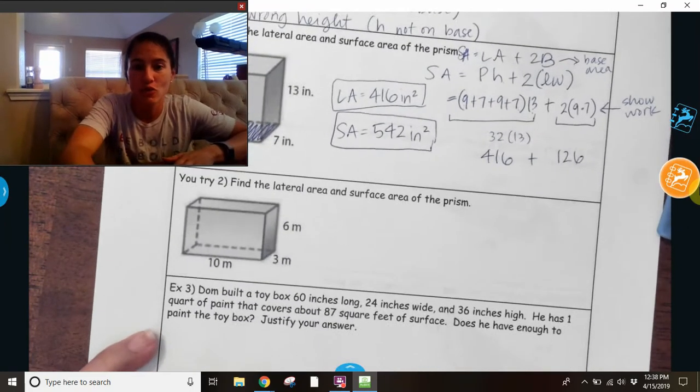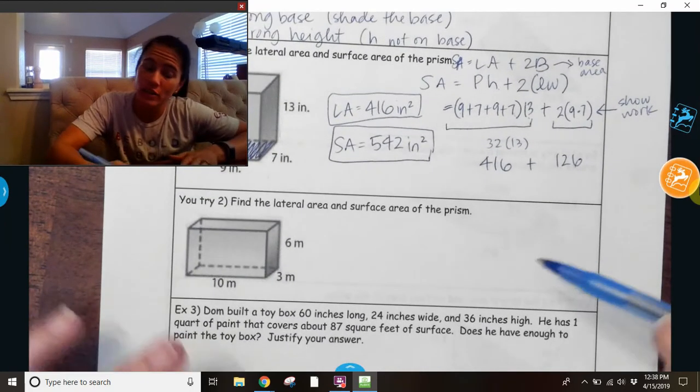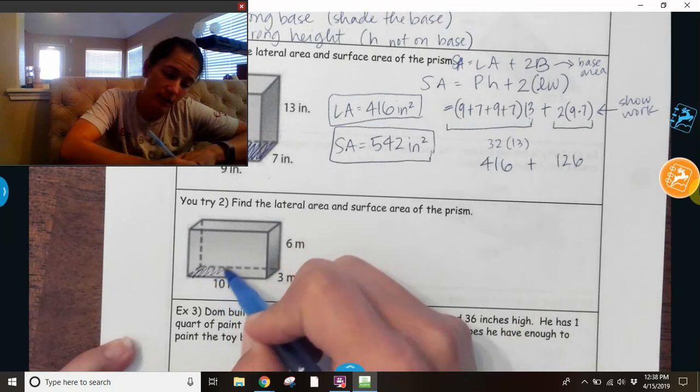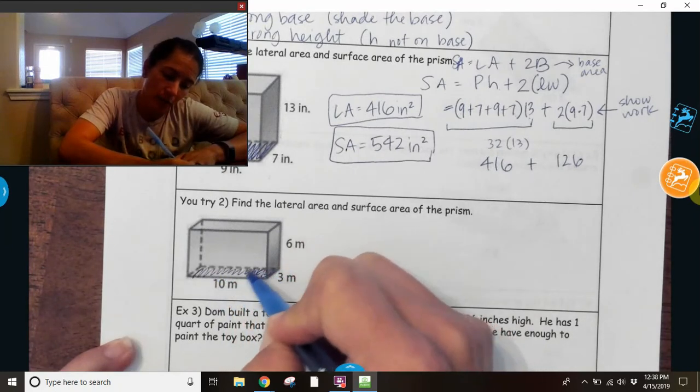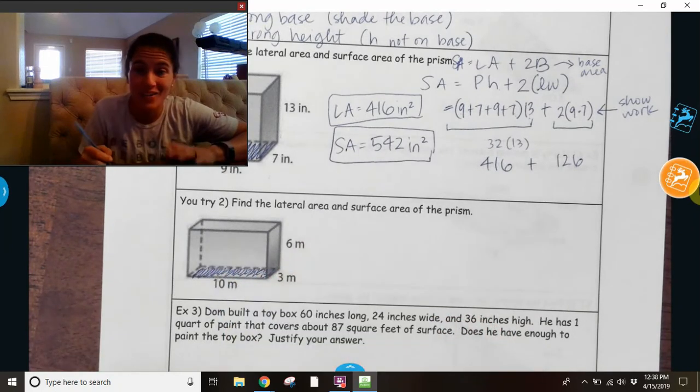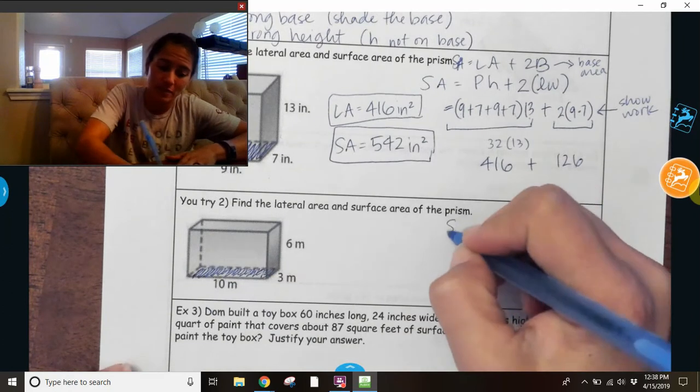All right, so here is a you try. I want you to try this one. Do it just like I did. Shade the base. Put it into your formula. Press pause. You try it, and then press play when you're ready to see.